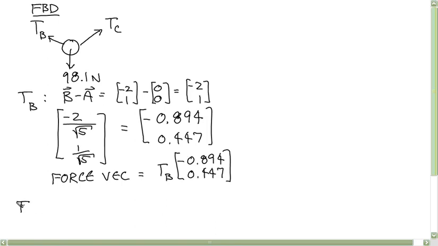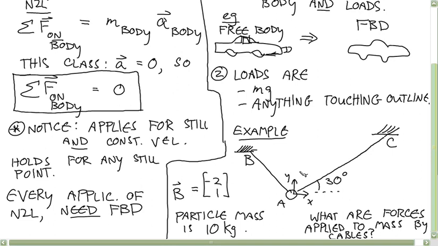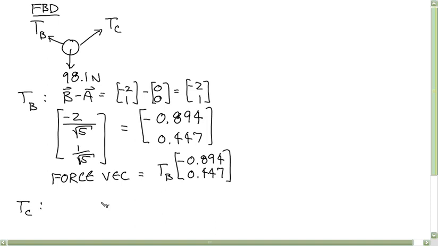And how about TC? I gave you that information in a little different form. So this time we're just going to use cosine and sine of 30. And that also is the unit vector. Whenever you do that trigonometry, what you're doing is coming up with a unit vector. You've done that a million times and possibly you haven't thought of it that way, but that's exactly what you're doing. So your unit vector is cosine of 30 degrees, sine of 30 degrees, so that's 0.866, 0.5.